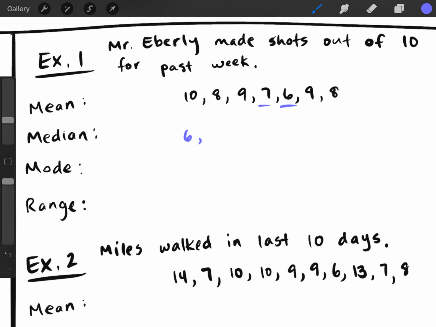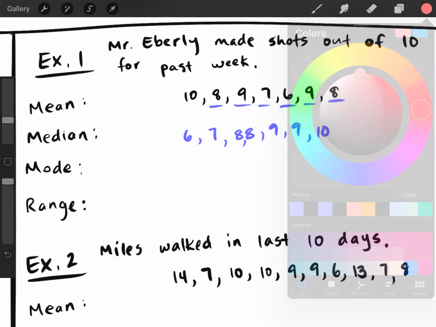So we're going to go 6, 7, 8, 8, 9, 9, and then 10. We got all pieces of data there. That's your first step. The second step is we want to find the mean.